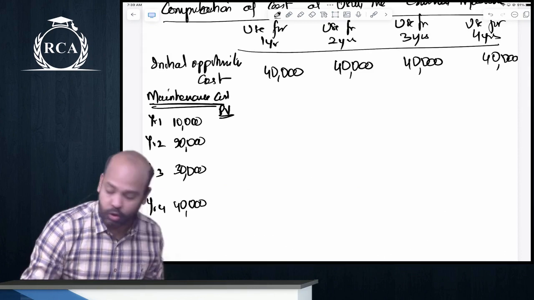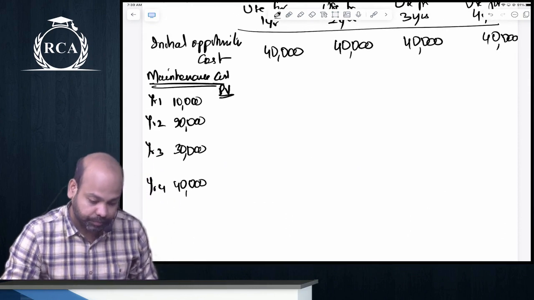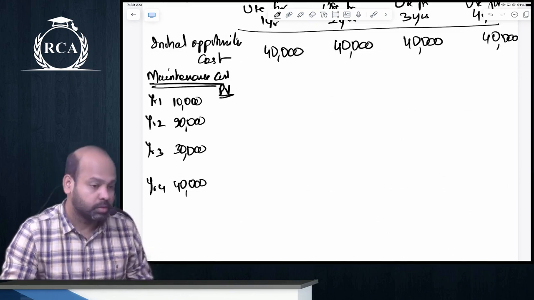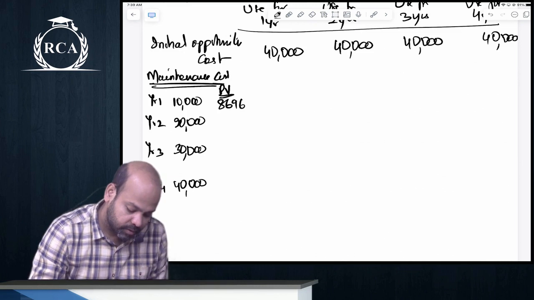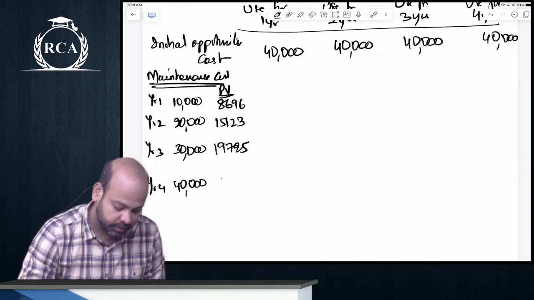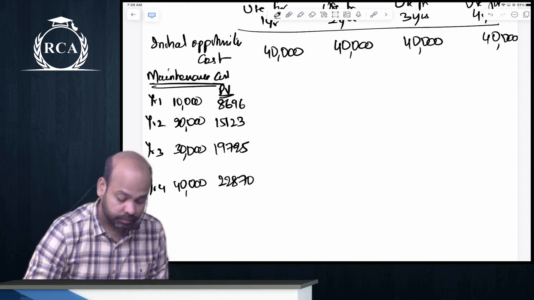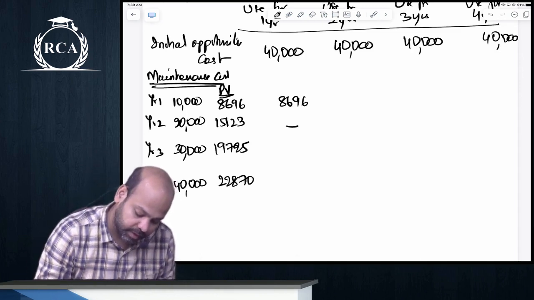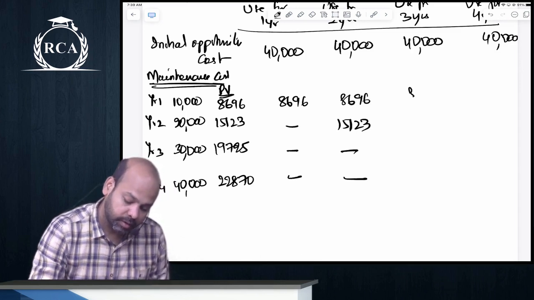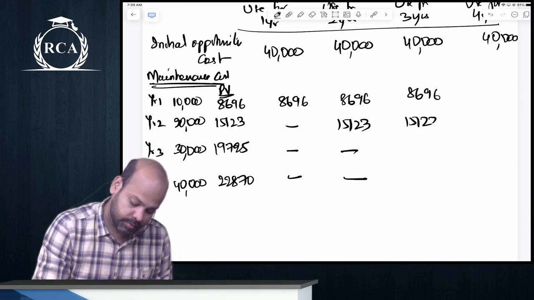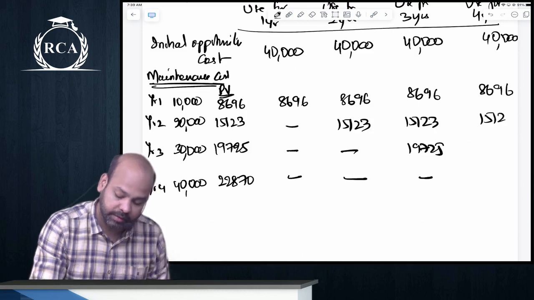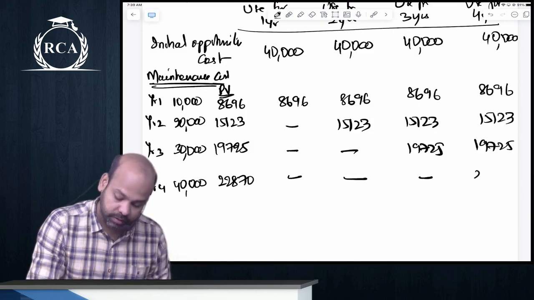What will be the present value, guys, of these expenses? Can you tell me? 10,000 का present value. 8696, 15,123, 19,725, 870. अब यहाँ पे तुम लोग लिखोगे 8696. Here, guys, if you use it for 2 years, you will have to take both the years. And if you use it for 4 years, you will take all the cash flows. Correct, guys? Correct, sir.